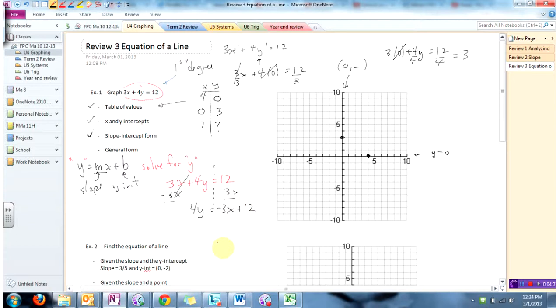Again, we have to solve for y. In this case, we have to do the inverse of multiplying by 4, which is dividing by 4. And we talked quite a bit about making sure you do it to all terms of both sides of the equation. So our final answer is y equals negative 3/4 x plus 3.